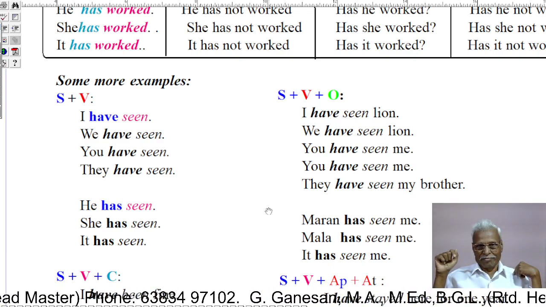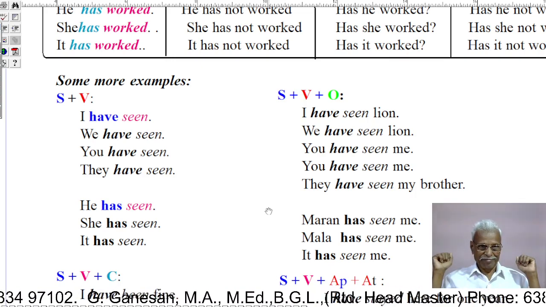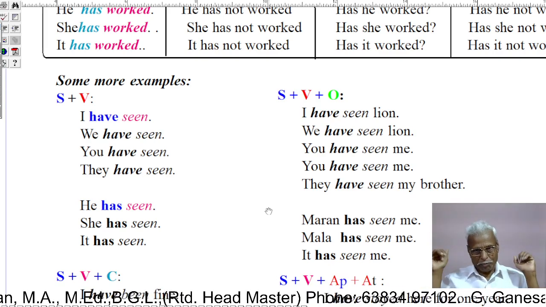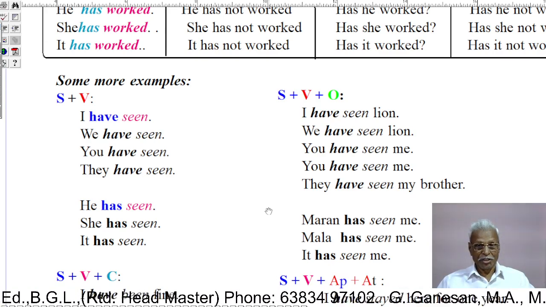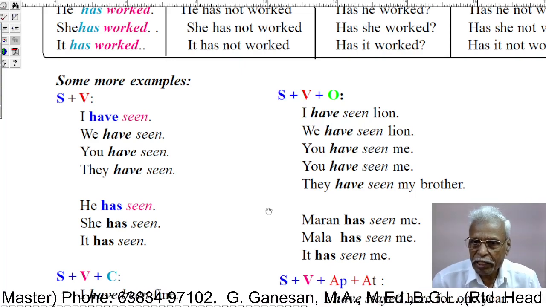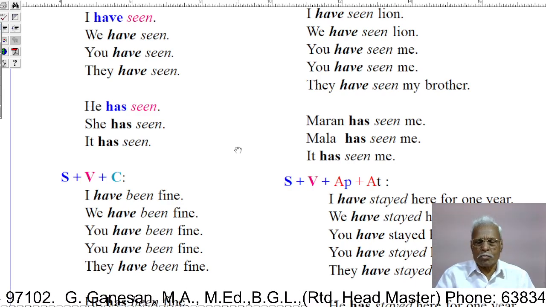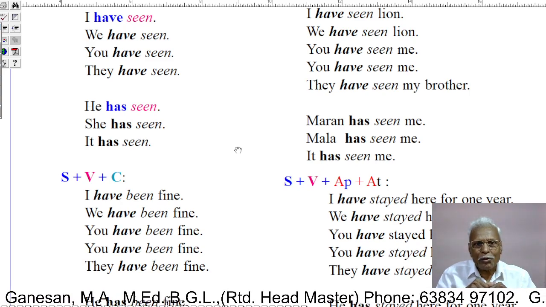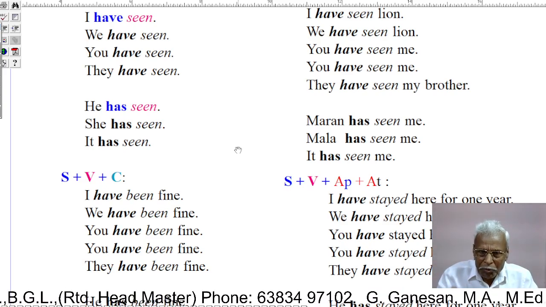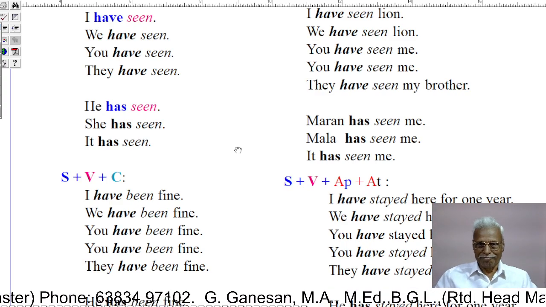You saw me yesterday. Now I tell you, you have seen me. Plural: you have seen me. Here you should not use the point of time, yesterday. See, you have seen me. They have seen my brother. Moran saw me yesterday. So now at the time I am speaking, I say, Moran has seen me. Mala saw me yesterday. Now I am telling, Mala has seen me. It saw me yesterday. Now I am telling, it has seen me. Okay?